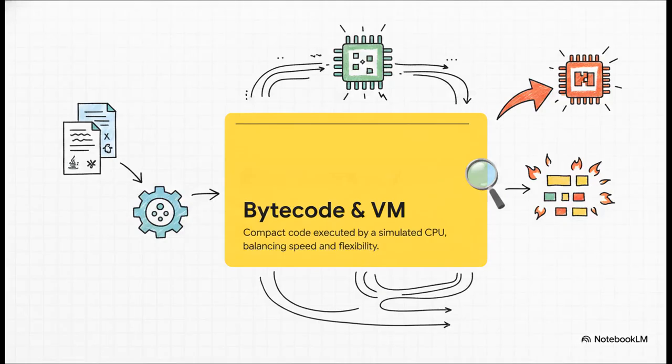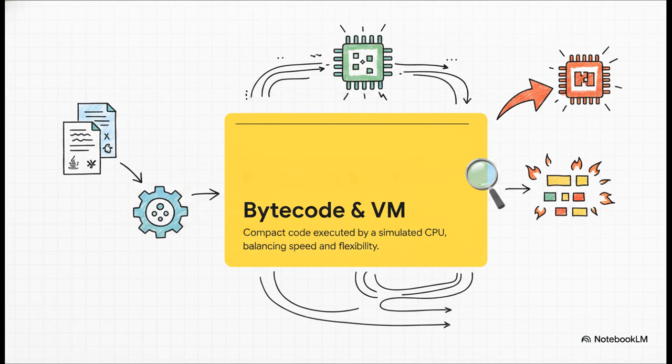But there's also this really clever middle ground. Many languages, like Java and JavaScript, don't purely compile or purely interpret. Instead, they compile down to a super compact intermediate form called bytecode. Then a virtual machine acts like a simulated CPU to run it. What makes this absolutely brilliant is just-in-time or JIT compilation. Basically, the engine watches for hot code paths, the stuff that runs constantly, and compiles them down to raw machine code on the fly.